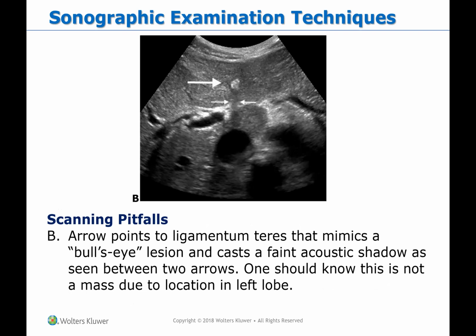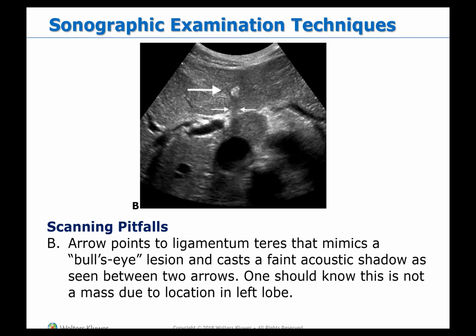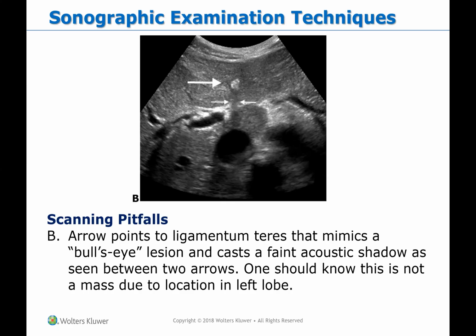B, the arrow right there is pointing to the bullseye lesion that casts a faint shadow. This is not a mass. This is a transverse picture of the ligamentum teres. So you want to make sure that you're not calling this an echogenic mass. The way that you could tell is you elongate it and turn it in the sagittal view, and you'll see that it turns into a line rather than a circular mass.